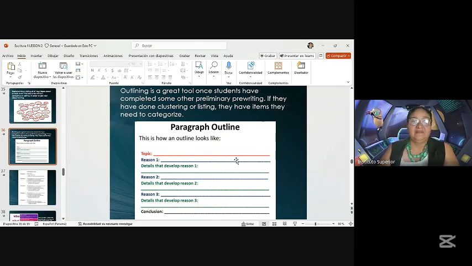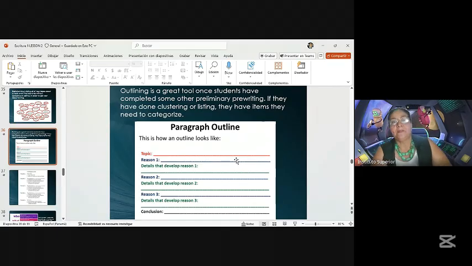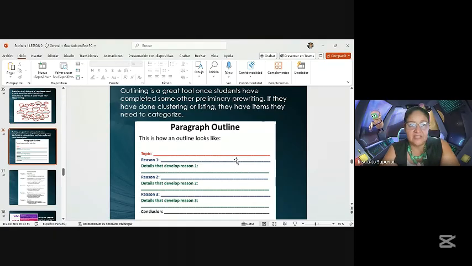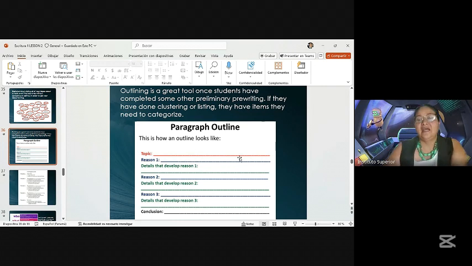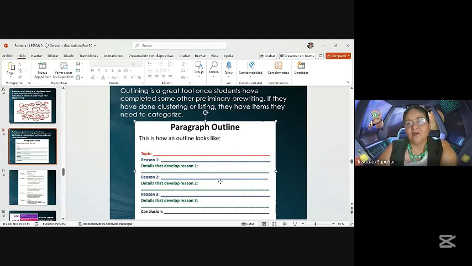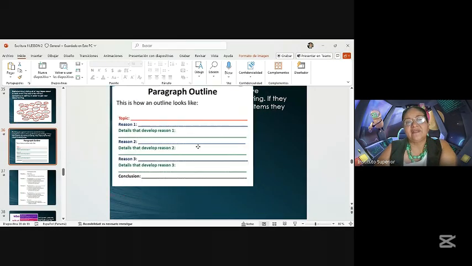In the paragraph outline, this is one of the activities you have to do. We're going to write, in this case, that is a paragraph, our topic. Then you're going to try to write reasons or the controlling idea. When we have the controlling idea, we're going to try to write some reasons to support our controlling idea and a conclusion. Or as we have here, as an example.